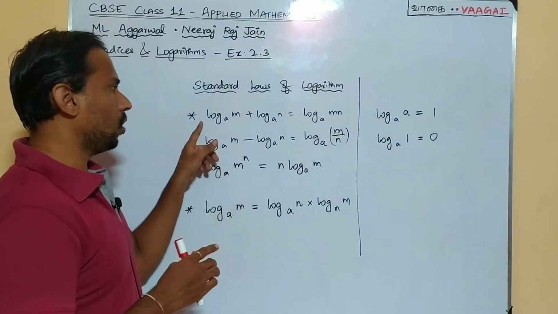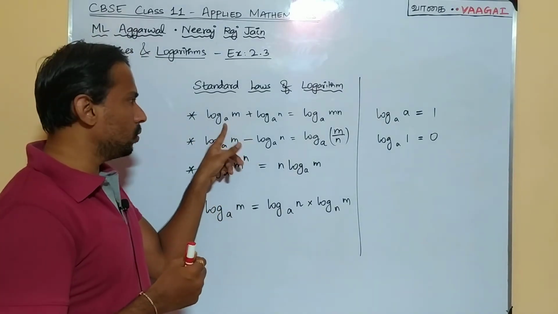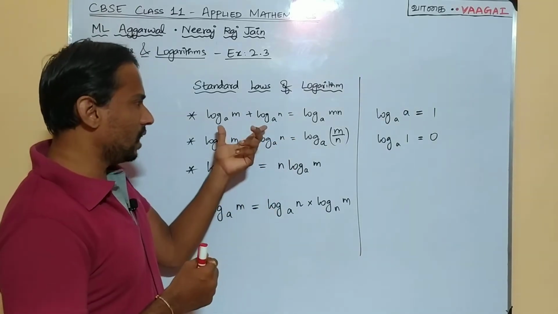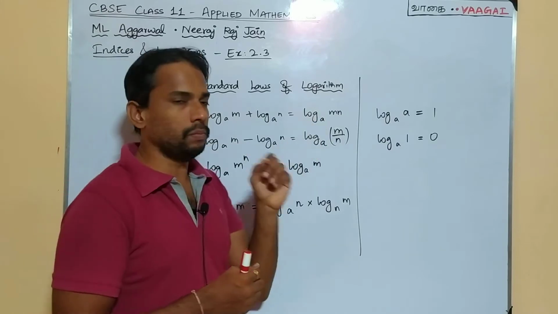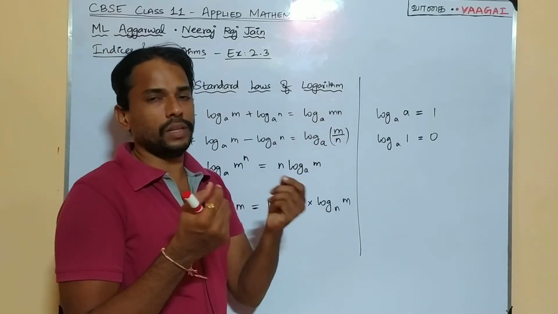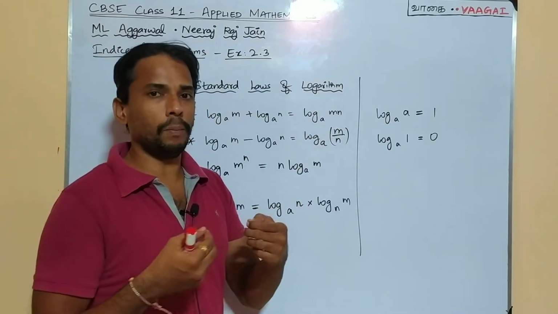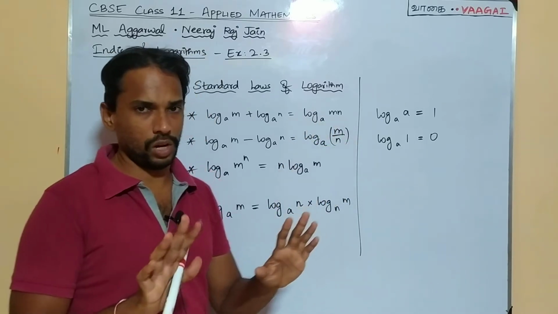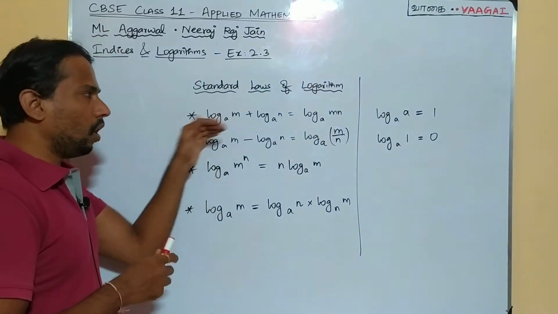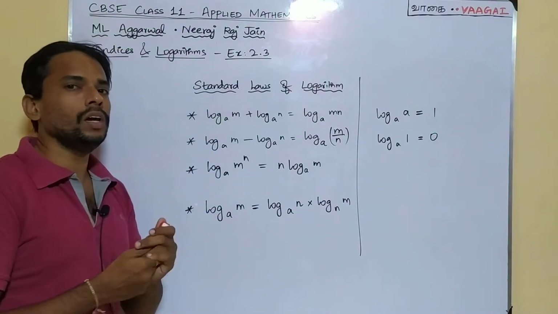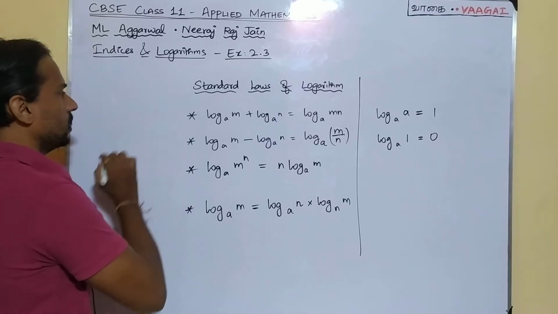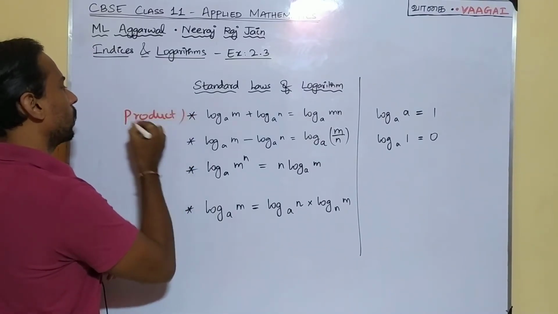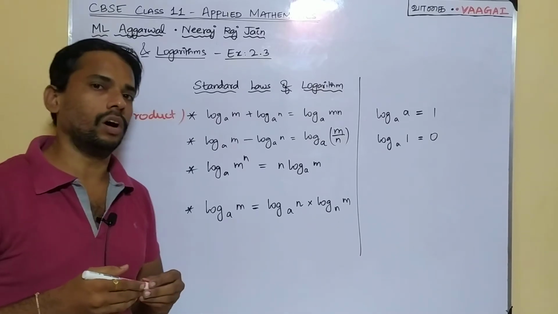So log of m, the first value, to a base a plus log of n to the same base a. When we add them up, on the right hand side it becomes log of mn; the values get multiplied, and the log will be of the same base a only. This is the first rule. We'll call this the product rule, or product law.